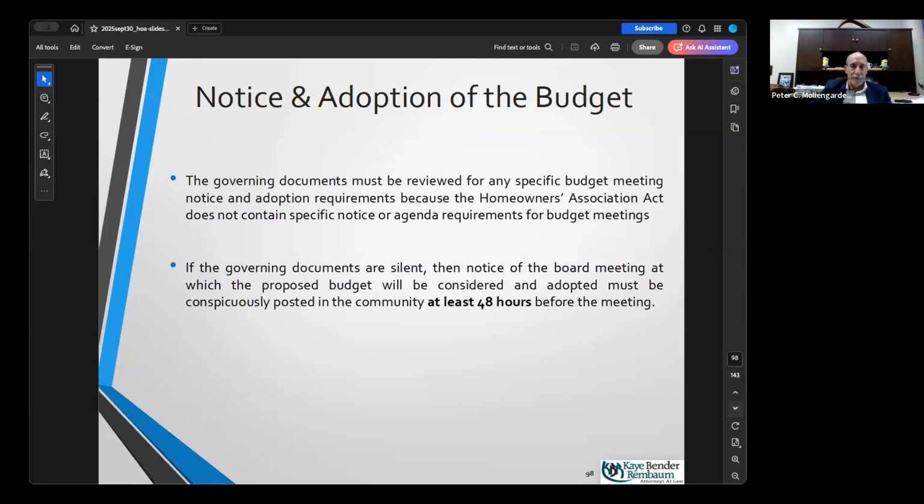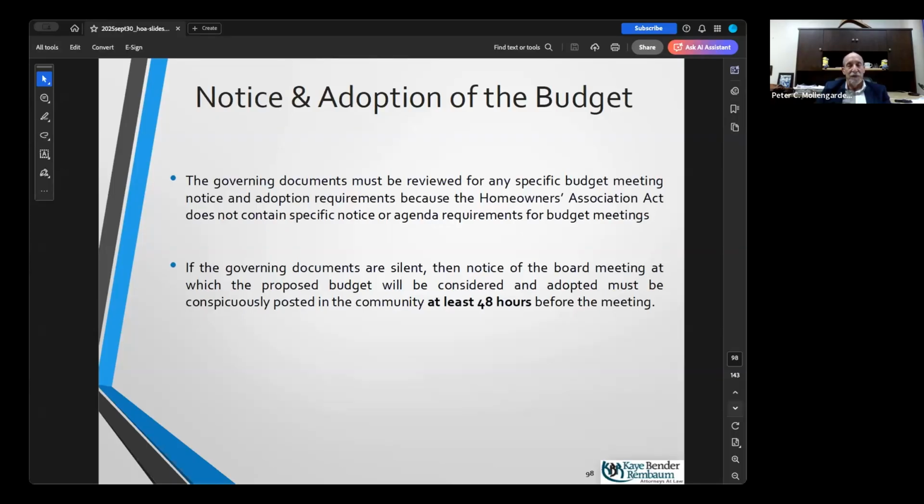Notice and adoption of the budget. This is much different than the condos too. The governing documents must be reviewed for any specific budget meeting notice and adoption requirements because the HOA Act does not contain specific notice or agenda requirements for budget meetings. Condominium Act does. Homeowners Association Act doesn't.